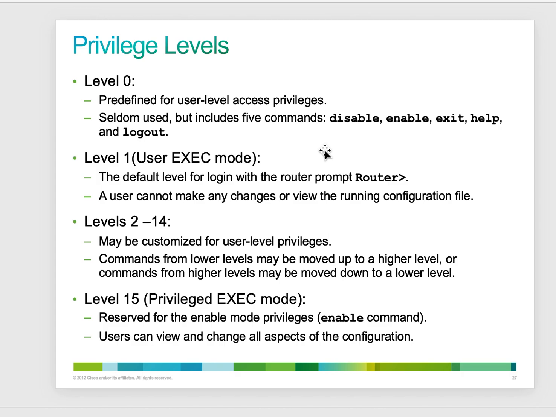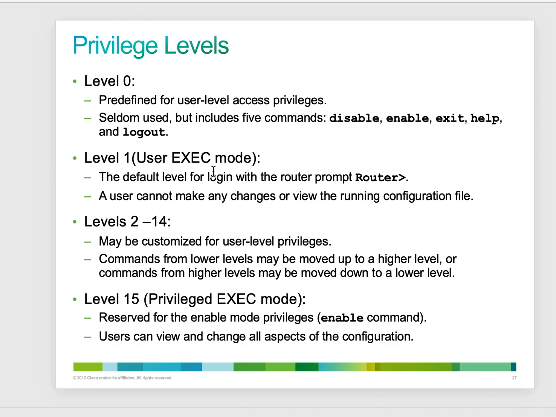Now let's take a look at their levels. We have level 0, privilege levels. Level 0, predefined for user level access privileges. All the small users in the office, they are in level 0. The accesses are the basic things. Okay, seldom used, but include 5 commands like disable, enable, exit, help, and logout. This is what they have.